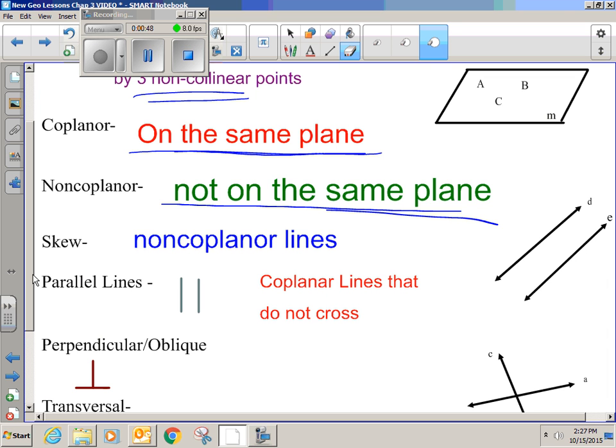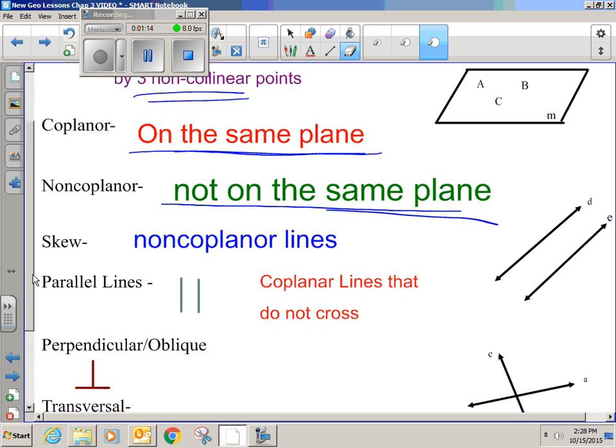I can't draw them because they're not on the same plane. So I can't draw an example of non-coplanar lines, but an example would be two highways that don't intersect because they cross each other at an overpass. Okay? So non-coplanar lines are lines that do not cross, but they are also not parallel.